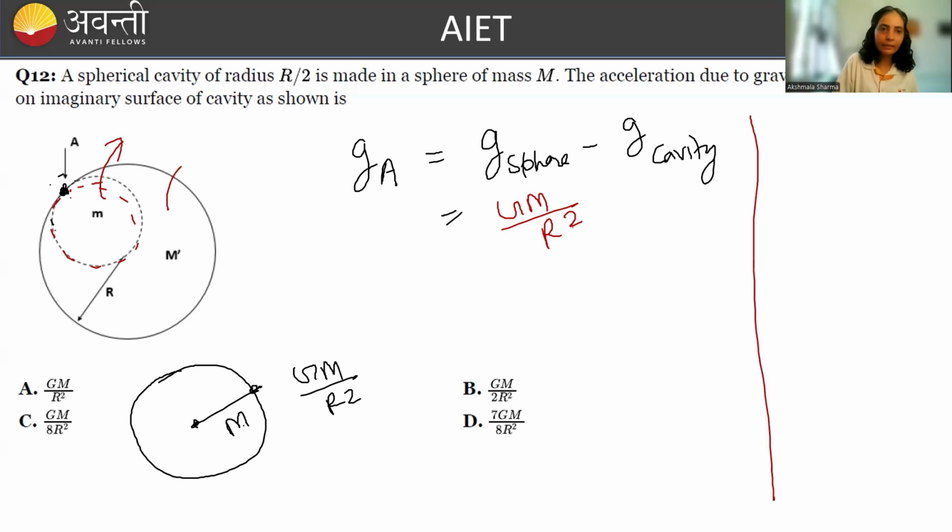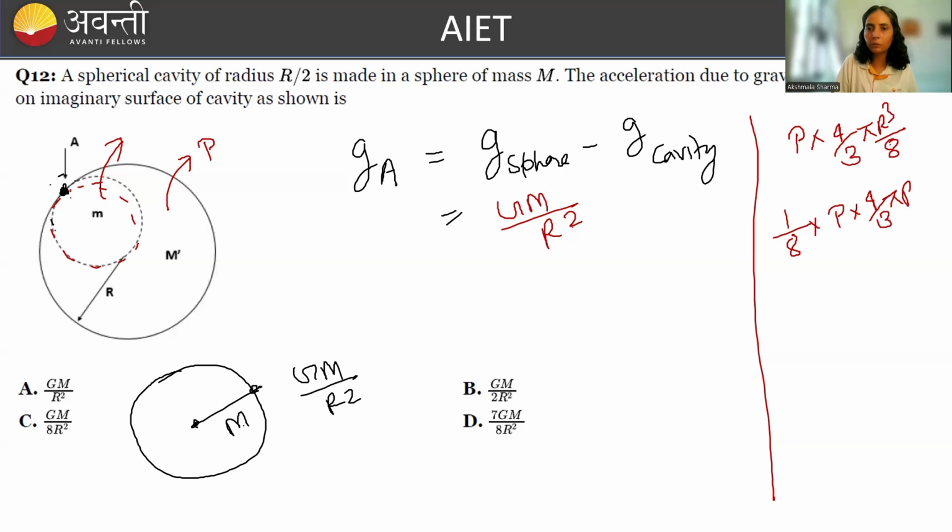Let's say in this region, mass density is rho. So the mass of the cavity will be equal to rho into volume, 4 by 3 pi into R cube by 8. That is 1 by 8 into rho into 4 by 3 pi R cube. Now 4 by 3 pi R cube is the volume of the whole sphere, and rho is the density, so this is capital M, the mass of the whole sphere. So the mass of the cavity is M by 8.